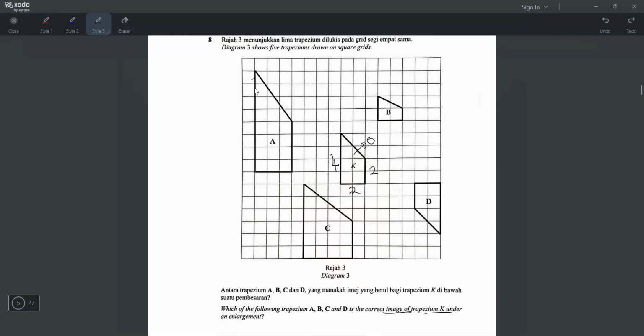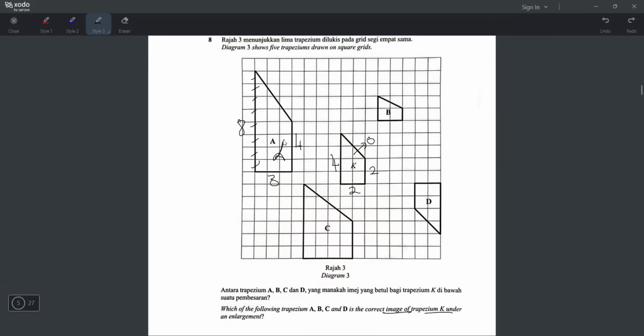This one is 1, 2, 3, 4, 5, 6, 7, 8 here. And then 1, 2, 3, 3. This one is 4. So A is definitely not the correct answer. Because the ratio of the corresponding side tak sama. Nisbah sisi sepadan tu tak sama. When you find the scale factor here, 4 divided by 2 is not the same as 3 divided by 2. So it's not possible for the K to enlarge jadi A because they are not similar. Yeah, they are not similar.